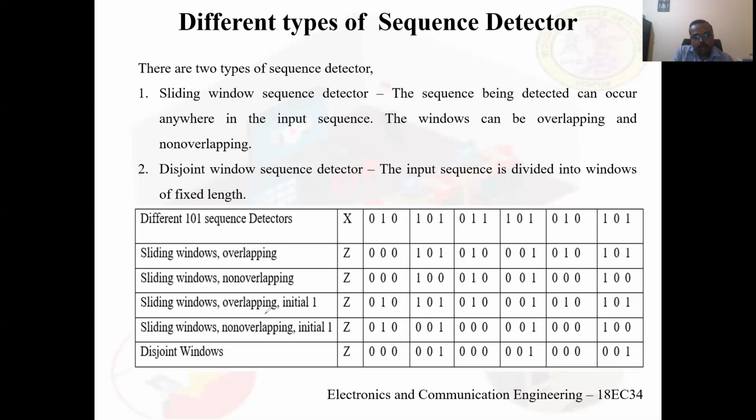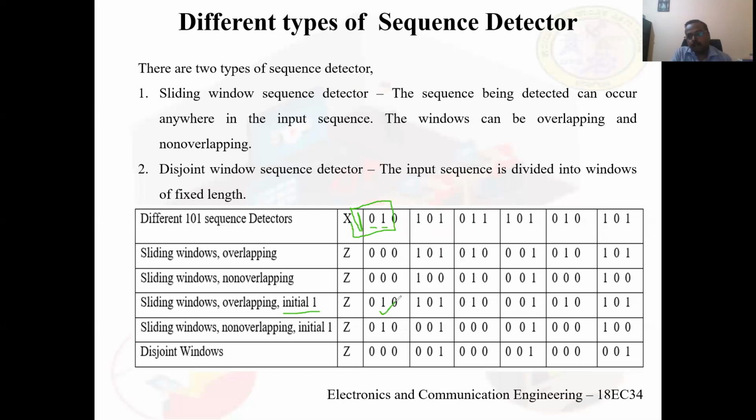Similarly, when overlapping, I will assume that the initial value is equal to 1 for this one. Since the initial value is 1, the next input is 0, and again the next input is 1. So what is the sequence we have now? 1 0 1. So the output Z is equal to what now?